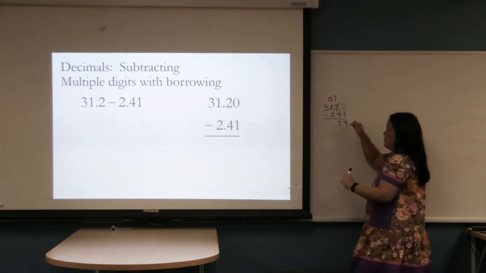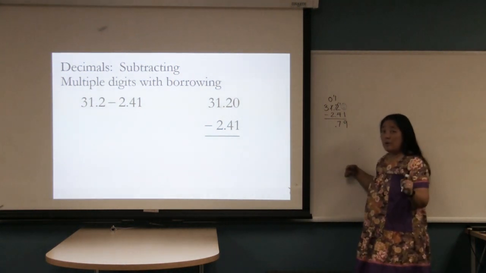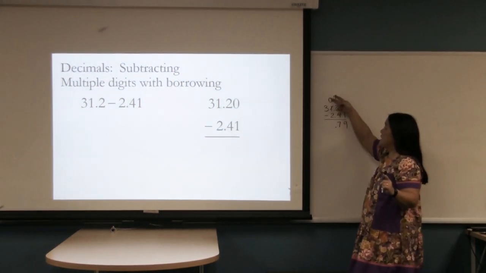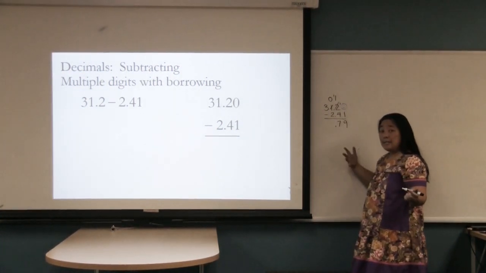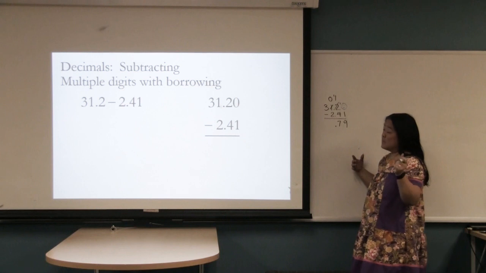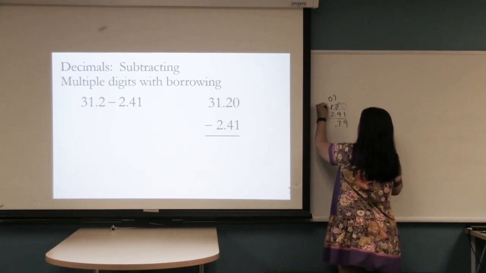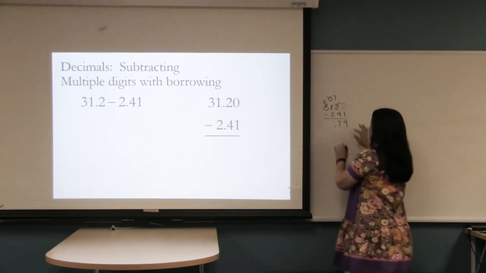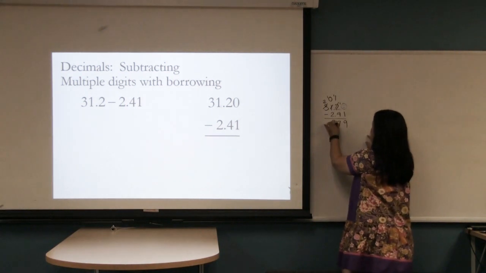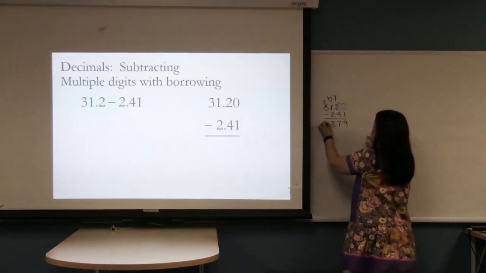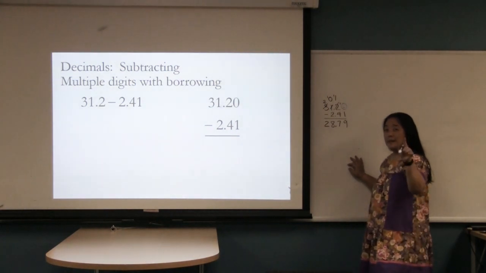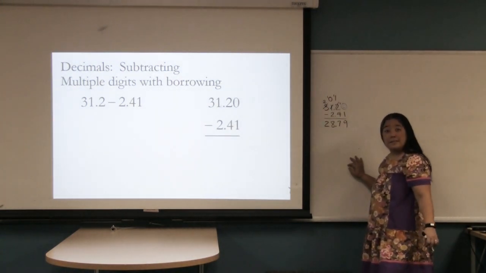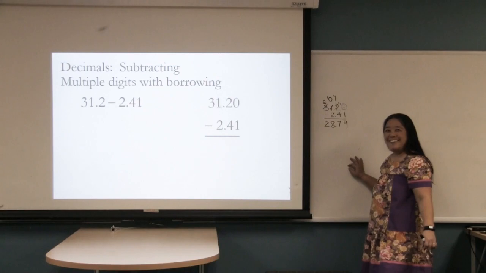0 minus 2 doesn't work. Now, you could think 30 minus 2 and get 28. But we're working on borrowing, so we're going to borrow. 10 minus 2 is 8. And the 2 comes down, hey, 30 minus 2 is 28. And if we did the borrowing, it still comes out with 28. Fascinating.